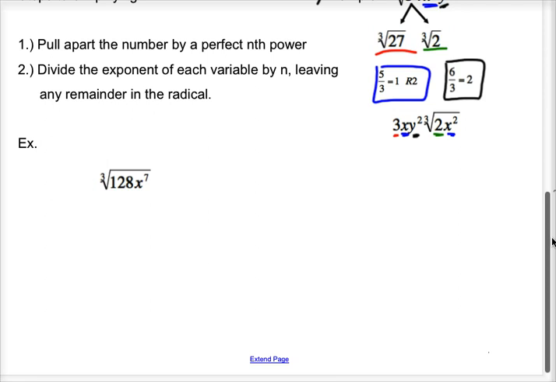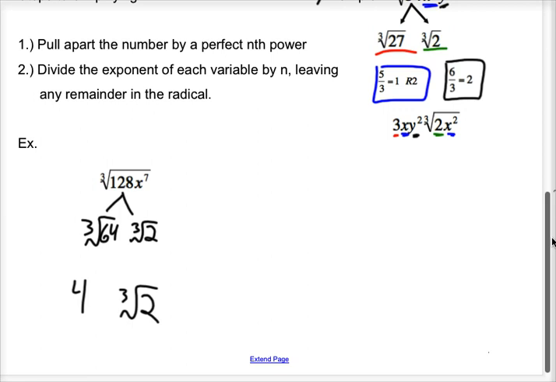So I'm going to pull apart that 128. I'm looking in that column, that third power column, and I see that that can be pulled apart into the cubed root of 64 and the cubed root of 2. All right? Because the cubed root of 64 is the number 4. So that cubed root of 64 actually comes all the way out, and then I'm going to leave some space to leave that. So I can write out anything else that's going to end up coming outside of my radical.